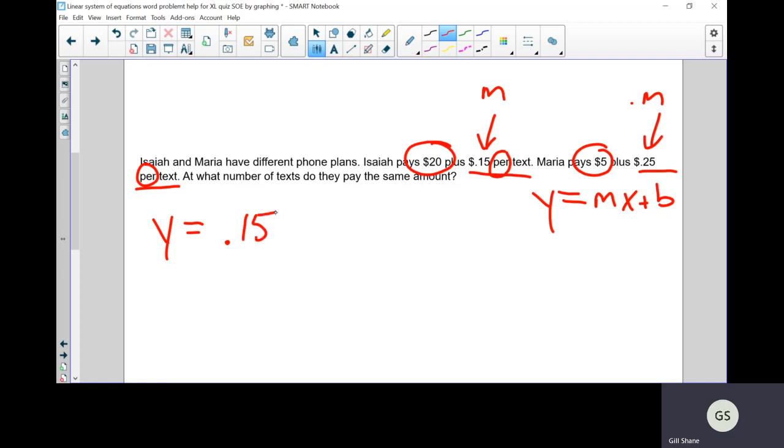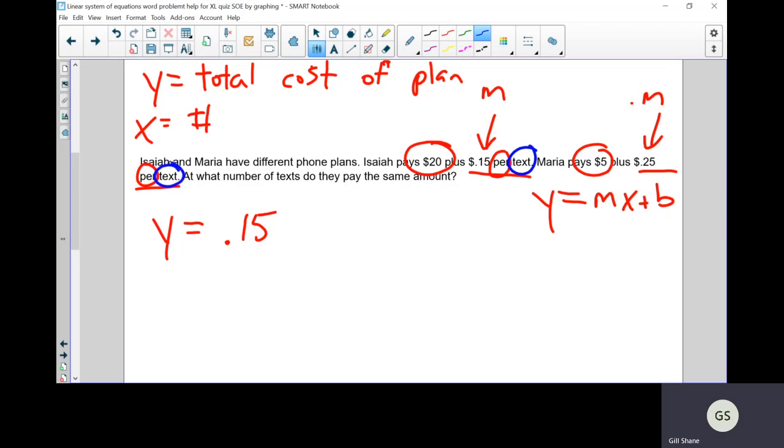So y is going to stand for, I'm going to write it above, the total cost of each plan, whether it's Maria's or Edwin's, it doesn't matter. It's going to be the total cost of the plan. And then x is going to be the number. Remember, if you remember our little poster, x is always the number of, and then you just put the word that follows. I'm going to use a different color. So we use the word that follows the word per, which in this case is text. So number of texts.